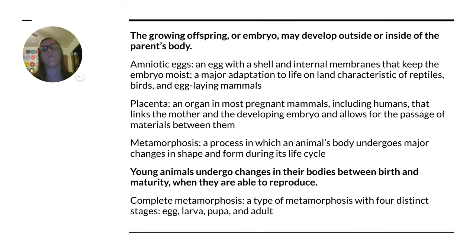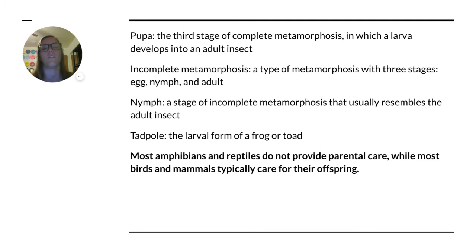Metamorphosis is a process in which an animal's body undergoes major changes in shape and form during its life cycle. Young animals undergo changes in their bodies between birth and maturity when they are able to reproduce. Complete metamorphosis is a type of metamorphosis with 4 distinct stages: egg, larva, pupa, and adult. So pupa is the 3rd stage in which a larva develops into an adult insect.